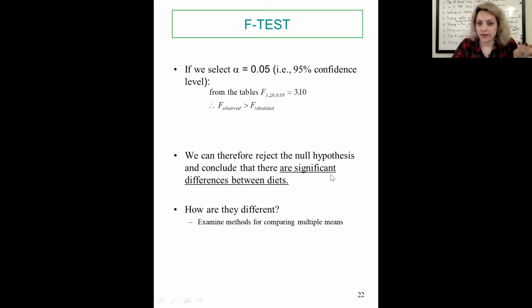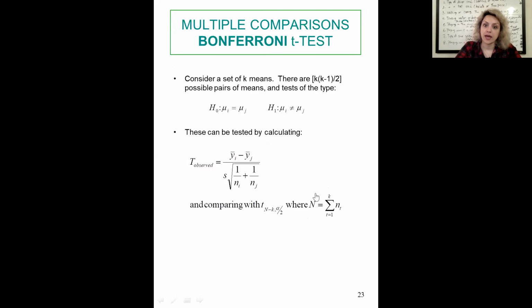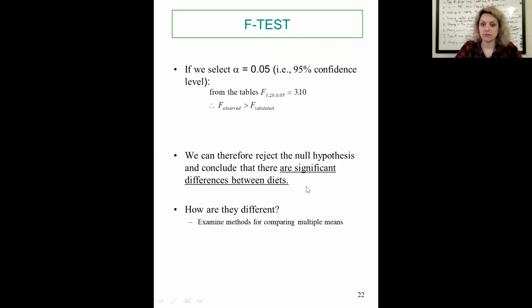And our treatments were different types of diets. How are they different? We would examine methods for comparing multiple means. Let's say we want to compare A, B, and C together to see what happens. Instead of comparing with the F test, the F test just tells us whether these treatments are significantly different or not. It doesn't tell us anything else.